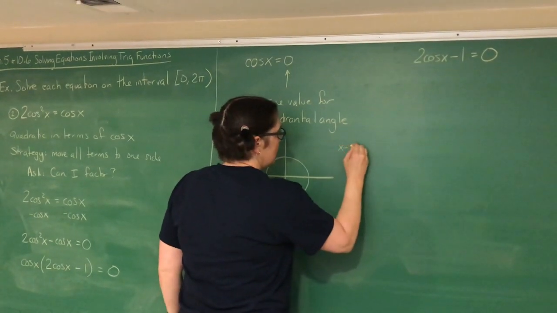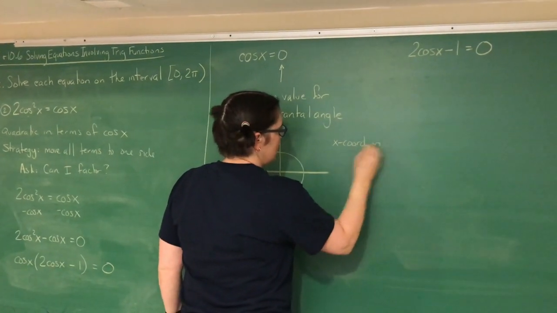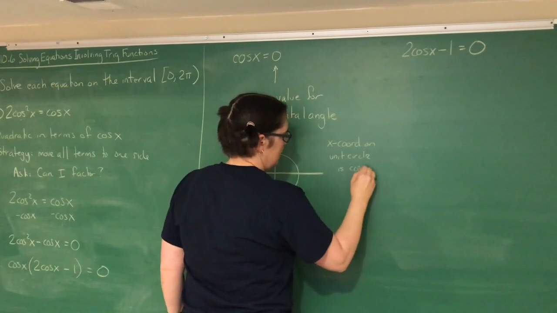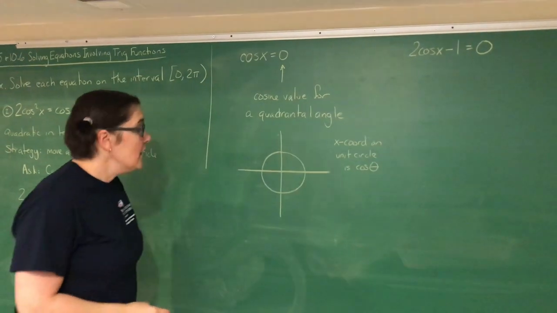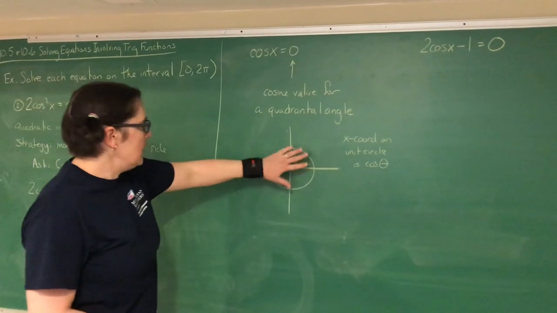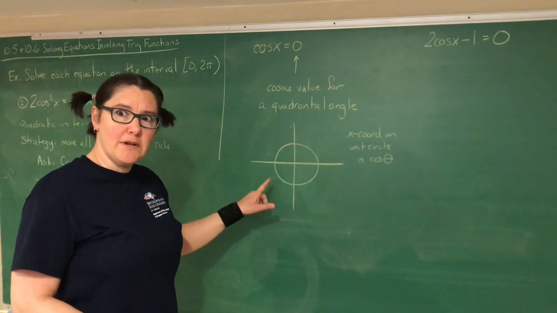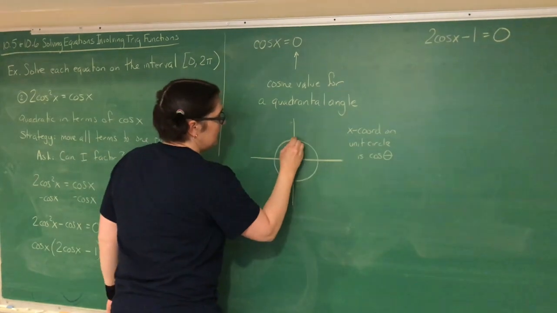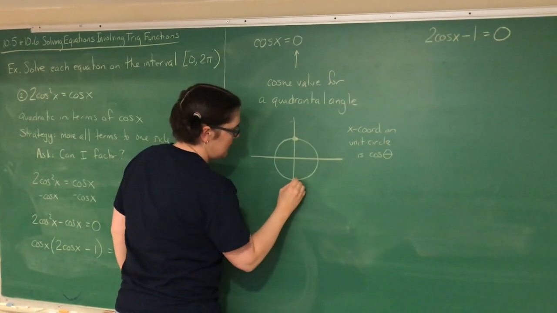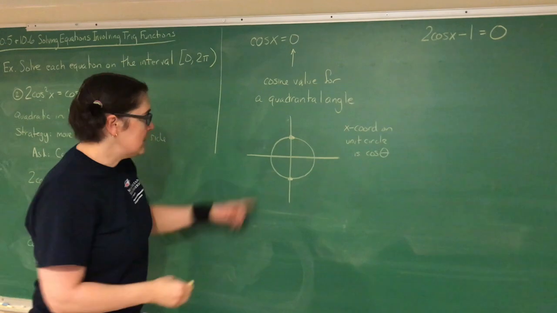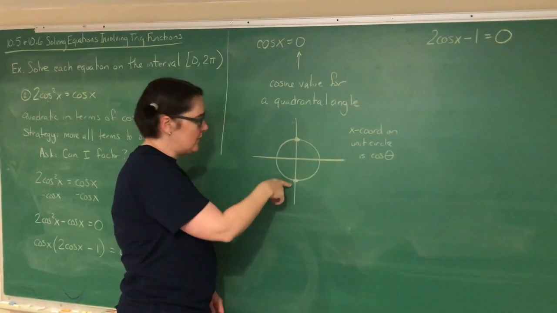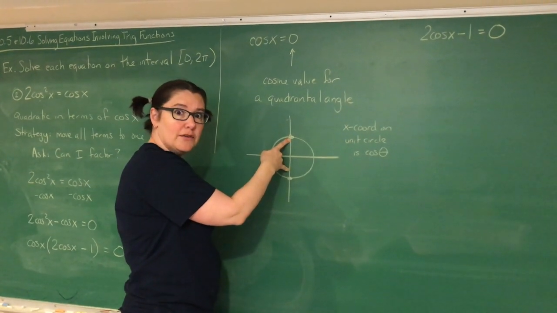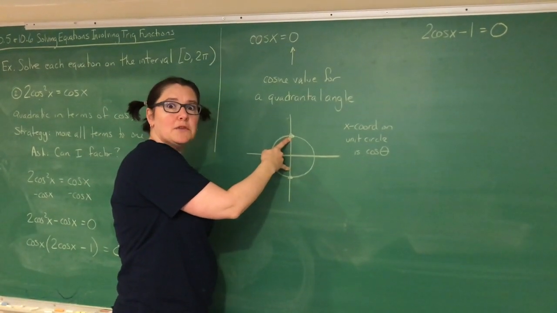So the x-coordinate on the unit circle is cosine of theta. So I ask myself, along this unit circle, what points on this unit circle have an x-coordinate of 0? And the answer is this point up here on the top and the point down at the bottom, because this point up here at the top is the point 0, 1, the point at the bottom is 0, -1. So these are the two values, the two angles, where cosine of those angles are equal to 0.